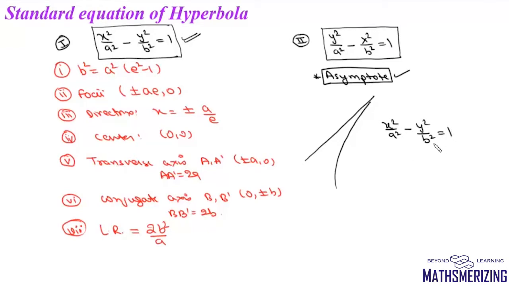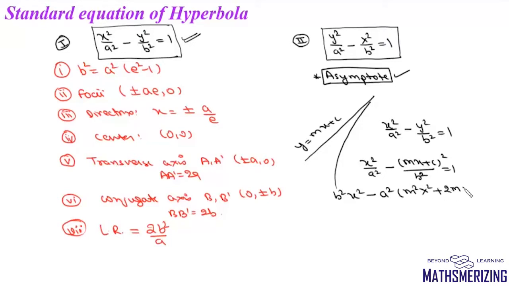And we need to find its point of intersection with this line which is y equals mx plus c. So what we'll do is replace y with mx plus c. We can write this equation as x square upon a square minus (mx plus c) whole square upon b square equals 1. So we can write this equation as b square x square minus a square into (m square x square plus twice mcx plus c square), and this is equal to a square b square.